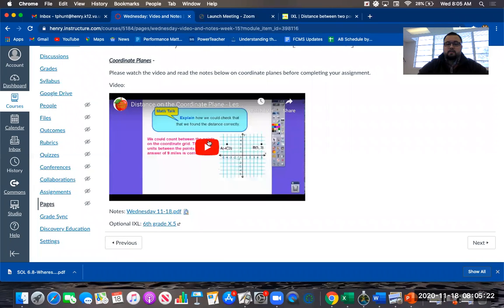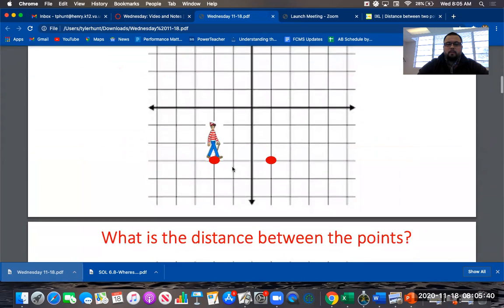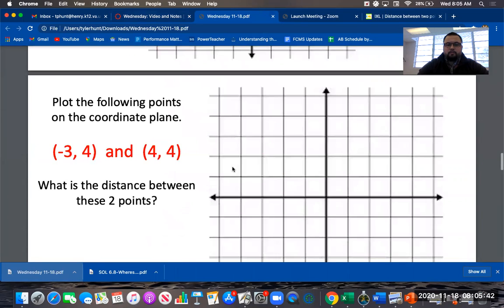This video explains the distance, how we count to see how far it is from point to point. Your notes on the distance, you can just pull that up. So what is the distance between the 2 points? And it explains some things about that. It tells you to plot the following points on your coordinate plane. Remember, X-axis is always first, Y-axis comes second.